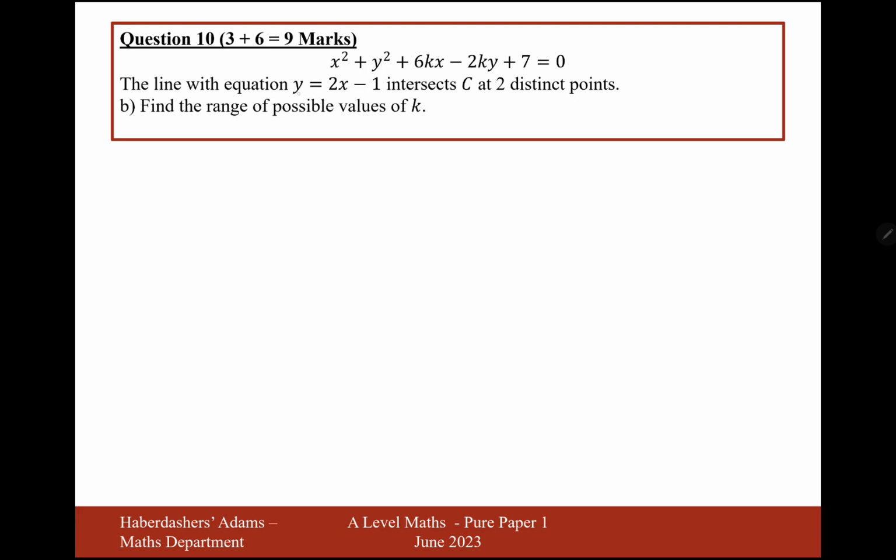The line with equation y = 2x minus 1 intersects the circle at two distinct points. Find the range of possible values of k. So if it intersects at two distinct points, then when we form a quadratic, we know that that quadratic is going to give us an expression that says b squared minus 4ac is greater than 0. So that's how we're going to form an inequality from this.